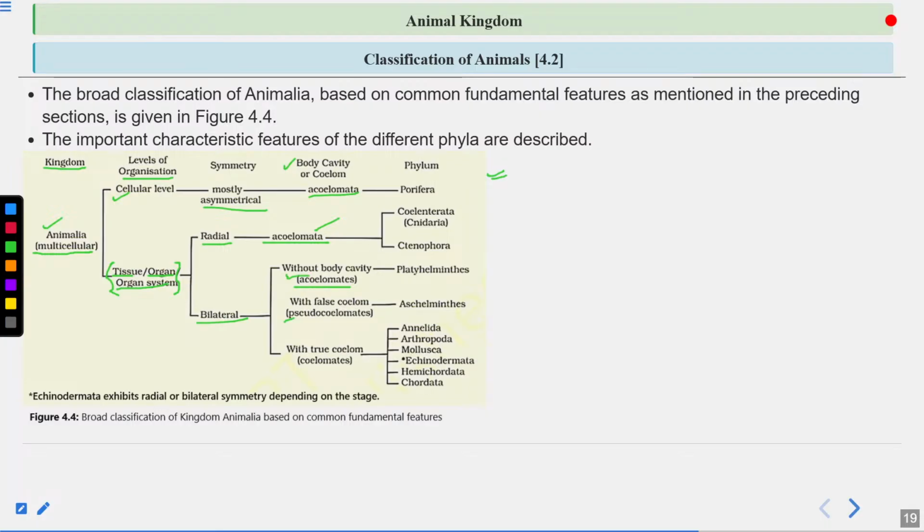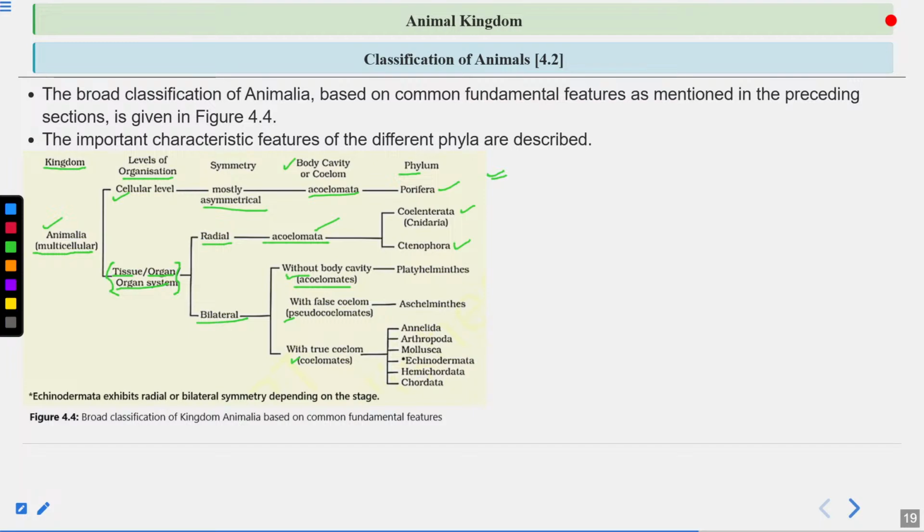We are having one category with pseudocoelomate, and we are having category coelomates, true body cavity, right? Now see the phylum Porifera. The organism which is having cellular level of organization, asymmetrical, acoelomate, they are called as Porifera. The organism which are having the tissue level of organization, radial symmetry, acoelomate, they are two types. Two phyla are there, Coelenterata and Ctenophora.